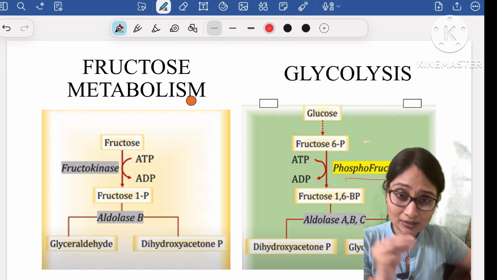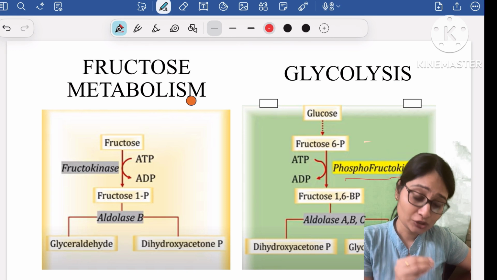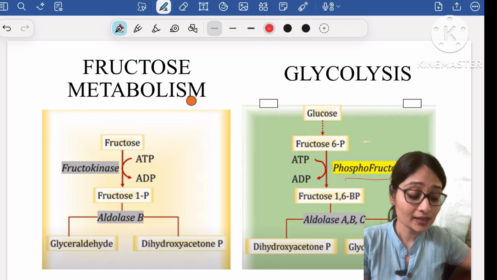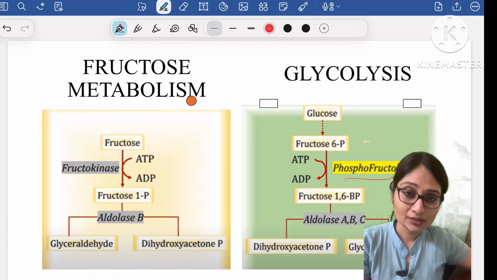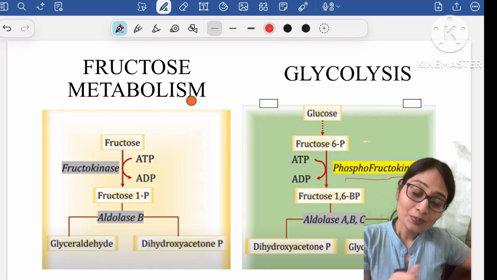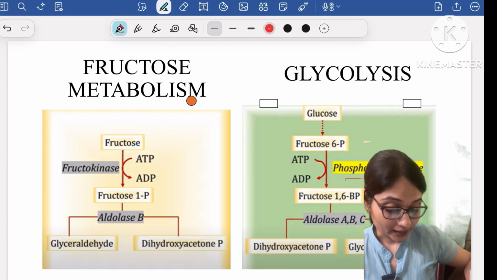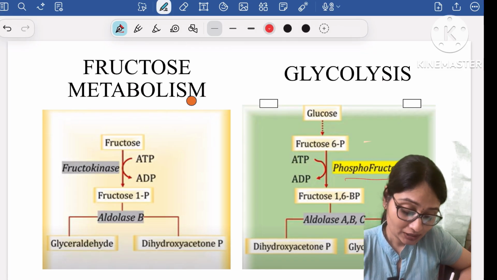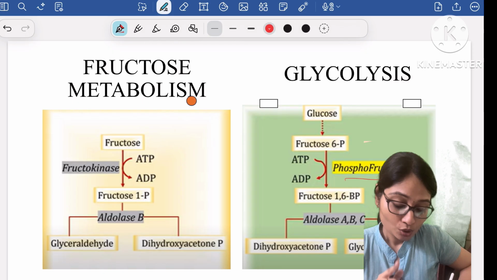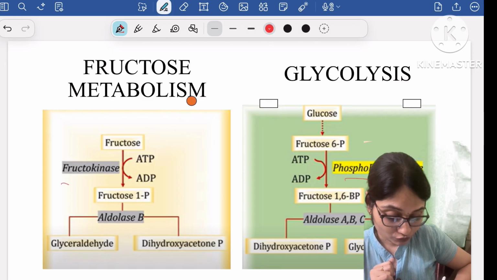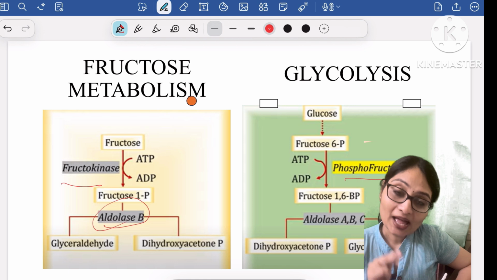So glucose, being the good brother, obeys all the instructions given by phosphofructokinase. If phosphofructokinase senses that there is excess ATP inside the cell, then it shuts down glycolysis. Glucose obeys all the commands given by phosphofructokinase. On the other hand, do we have any such instructor in fructose metabolism? No, right? There were only two enzymes involved in fructose metabolism. One was fructokinase and the other was aldolase B.